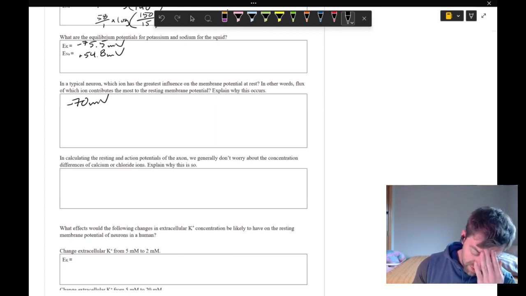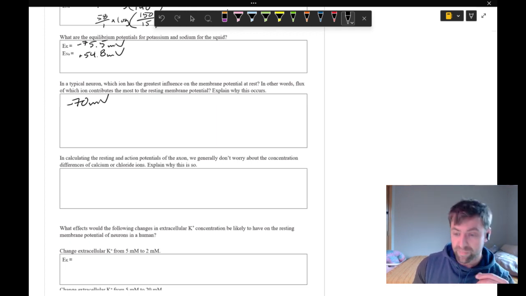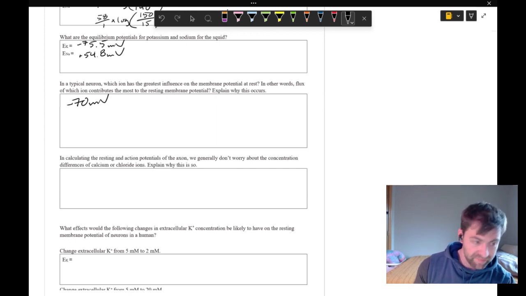Negative 70 millivolts is around the resting membrane potential for humans, and this is an important number that I would have memorized for the purposes of your exams. At rest, all sodium voltage gated channels are closed. And this is where I wish this worksheet was organized a little bit differently.